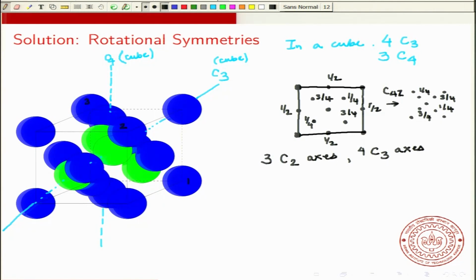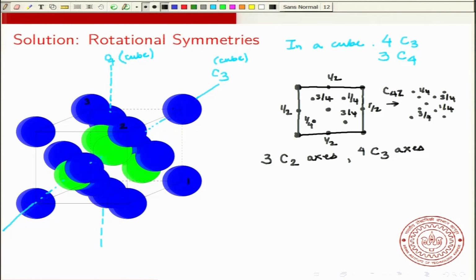And this will cause an exchange of these 3 atoms. So these 3 atoms, which are tetrahedrally located with respect to this corner atom, will get exchanged. So there are 4 C3 axes in the diamond lattice.